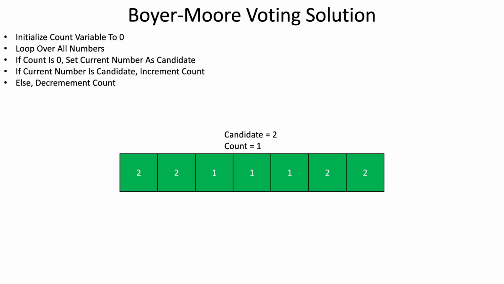This algorithm works because we know that the majority element appears in over half the elements. So even if every other element is different and decrements the count, the majority element will still keep the count above 0 because it appears more times than any other number.